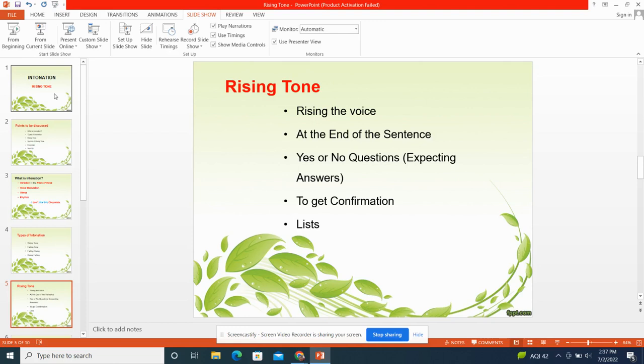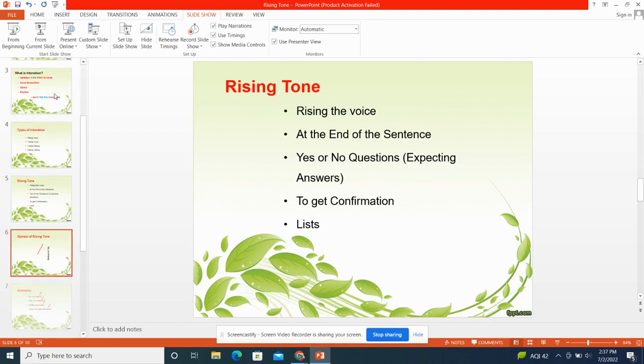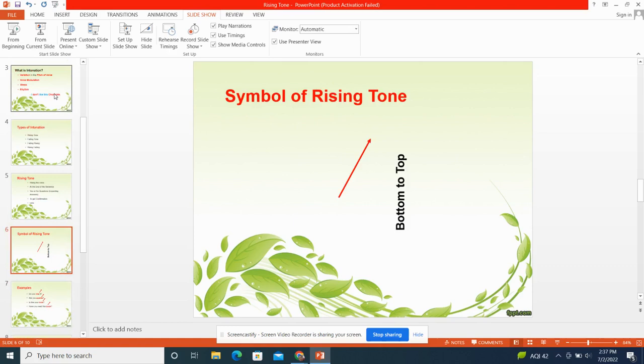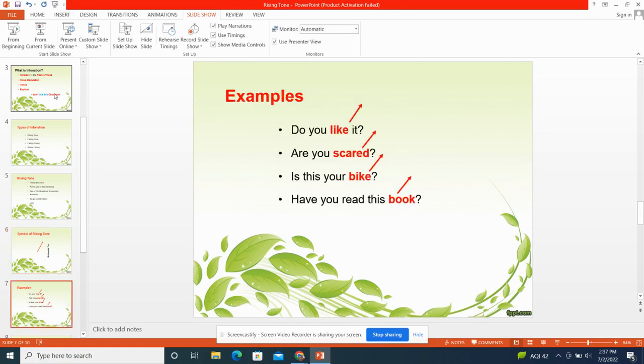Let's see some examples. Before that, we'll see how to draw this symbol. This is the way we draw the symbol for rising tone, from bottom to top, because we have to raise our voice. So it is drawn like this, from bottom to top. Like this, we have to draw this symbol.